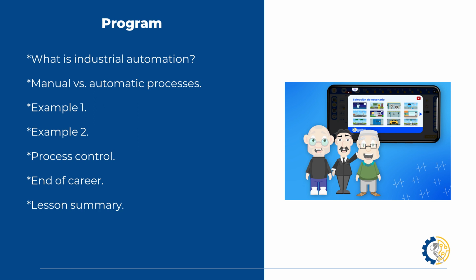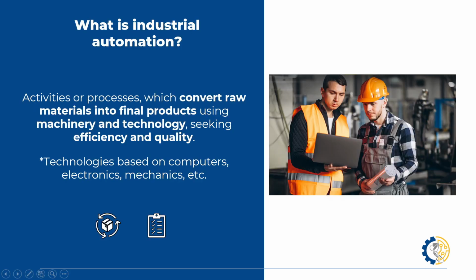What is industrial automation? Why is it so important? Manual processes versus automatic processes. For example, we have example number one, example two, process controls, specialty studies, and without further ado, let's move on. First, what is industrial automation?